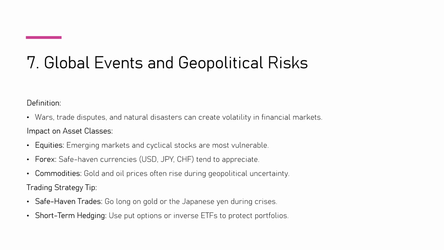Global events and geopolitical risks can create significant volatility in financial markets, affecting trading strategies. Wars, trade disputes, and natural disasters tend to weaken emerging markets and cyclical stocks, making them riskier for traders. Safe haven assets like gold, the US dollar, and the Japanese yen typically appreciate during times of crisis, offering opportunities for capital preservation. Traders can hedge against uncertainty using put options or inverse ETFs to protect their portfolios from sudden downturns.